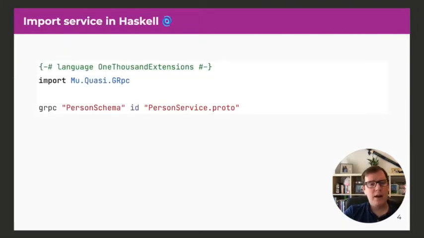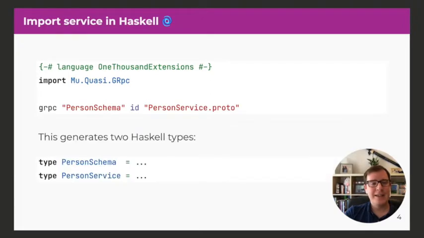So to achieve this in Mu Haskell, obviously you need to enable 1,000 language extensions. We're sorry for that as well, but we're all used to that right now. And the only thing that you need to do is to provide that line in, say, grpc, the name of the schema that you want, the id function that you will see later why it's needed, and also the name of your protocol declarations file.